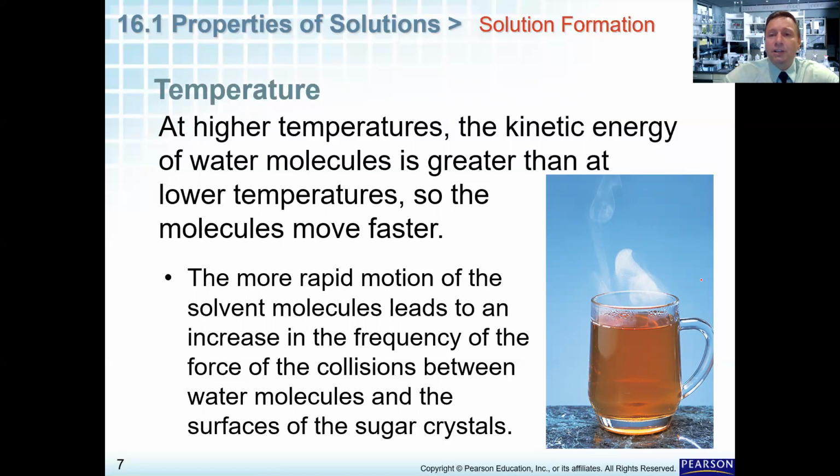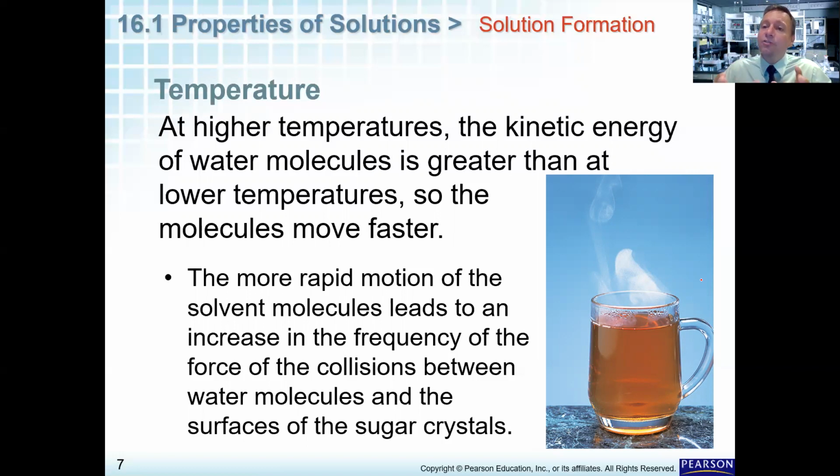So at higher temperatures, the kinetic energy of the water molecules is greater. We learned that already, so the molecules move faster. The more rapid motion of the solvent leads to an increase in the collisions and thus allows it to dissolve. So we talked about the process of solvation. We learned about that in the last section. That's the process of the water molecules encompassing and encircling an ionic compound and then pulling it apart.